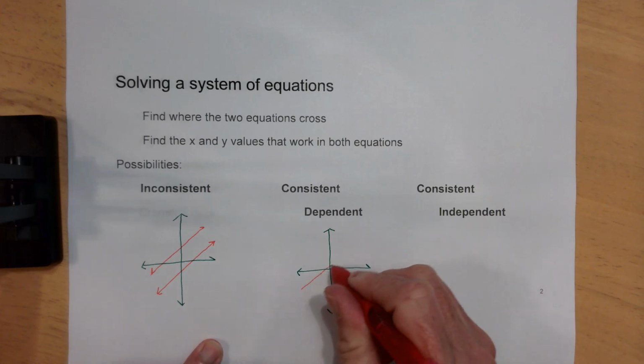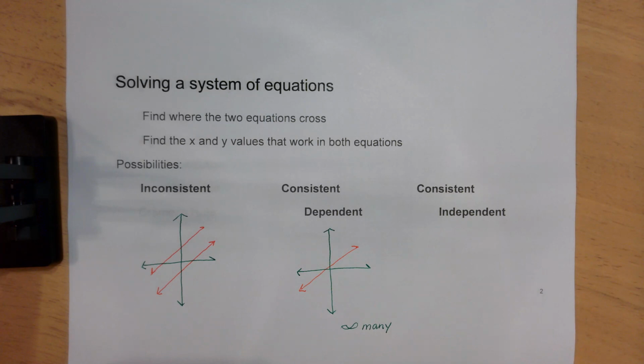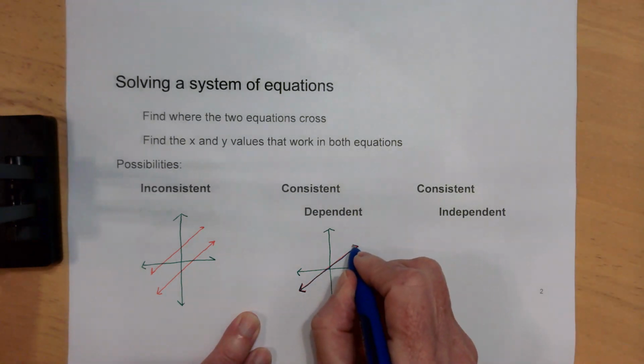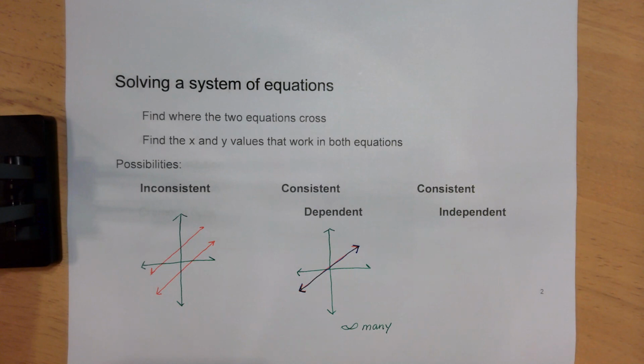So you would get that line, and then you would turn around, and when you graph the second equation, you would graph right on top of it. Okay, and you should be able to tell by their equations that they graph the same line. That is considered consistent and dependent.